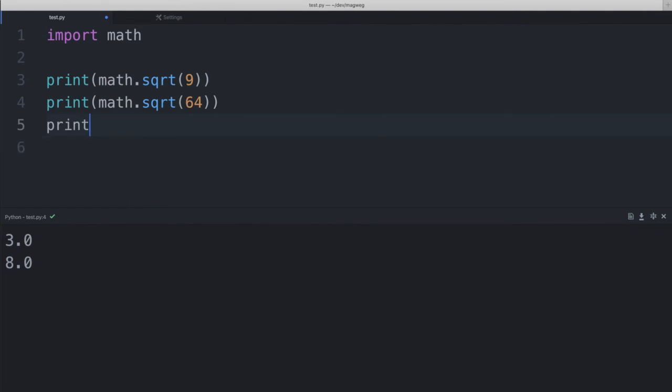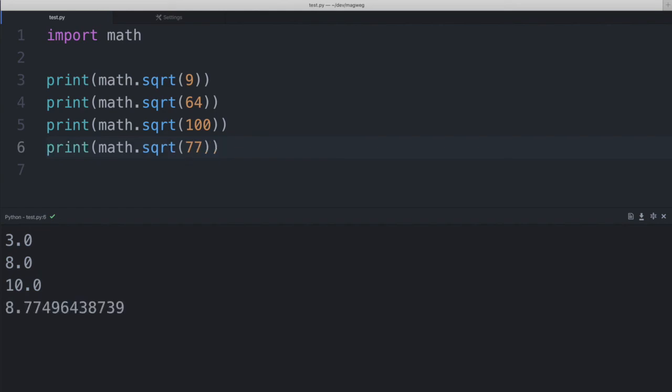And let's do one more. We calculate the square root of 100, which is 10. The result of a square root calculation, of course, can also be a floating point number. If we, for example, take some arbitrary number like 77 and I calculate the square root, we will see that the result is a floating point number. Adding powers and square roots to your toolbox gives you some extra ways to calculate numbers in Python.